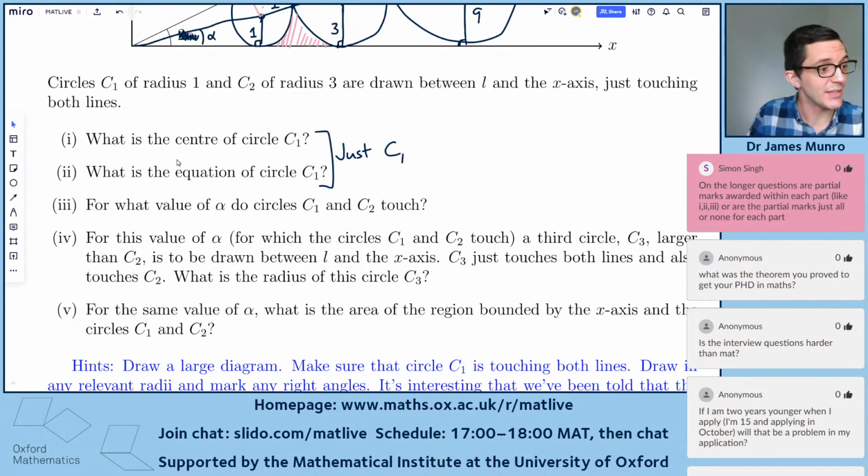A while ago, someone with the username Simon Singh asked, on the longer questions, are partial marks awarded within each part? Yes. So you might get some marks for working out, and then some marks for getting the right answer separately. It's not all or nothing like the short questions.